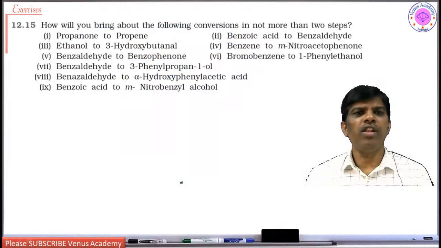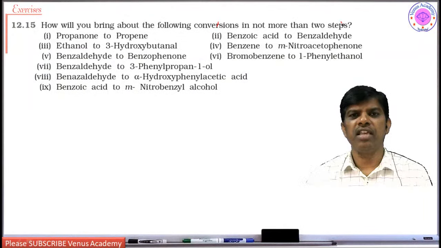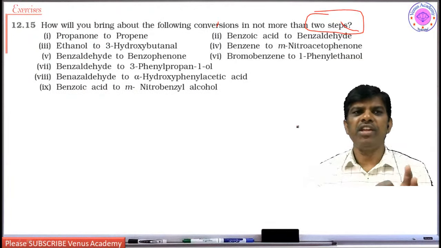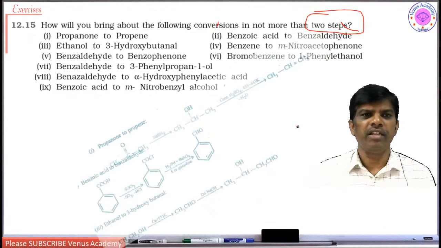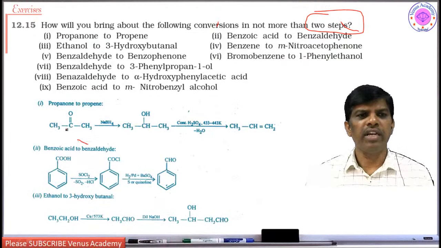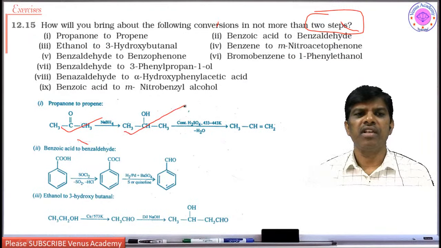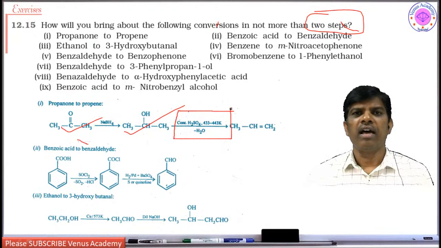Next, how will you bring about the following conversions in not more than 2 steps? Dear students, this is also very, very important. 2 steps is the limitation. Propanone to propene. Propanone is acetone. Reduction gives isopropyl alcohol. This isopropyl alcohol, upon treating with concentrated sulfuric acid, undergoes dehydration to give propene.